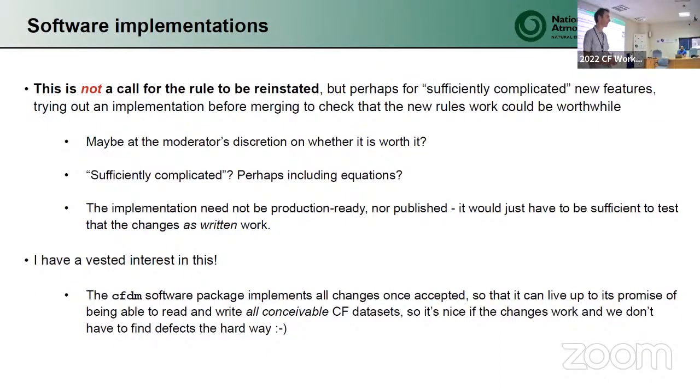How many equations are there in CF apart from formula terms? There's these compression ones, but are there any more? Maybe I haven't thought. So, well, something maybe to think about.